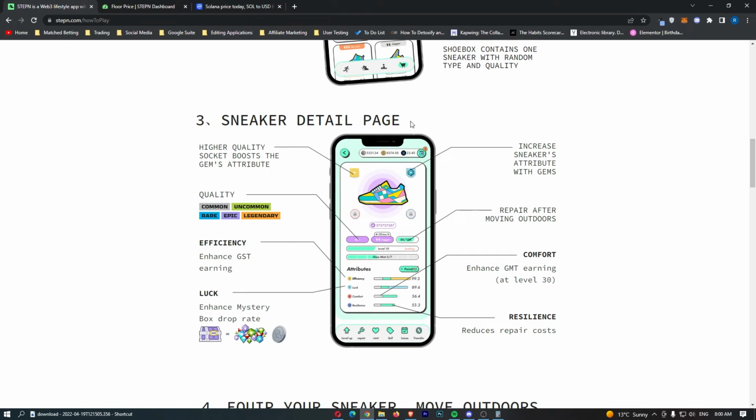You can then see the sneaker detail page, so all of these different things right here, so resilience, comfort, look, energy, all of these things play a factor in how much you can actually earn on this app, so that is something to be aware of.